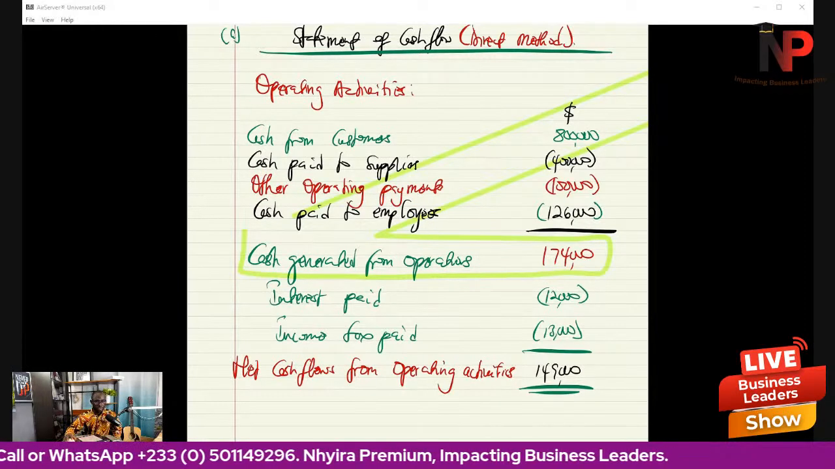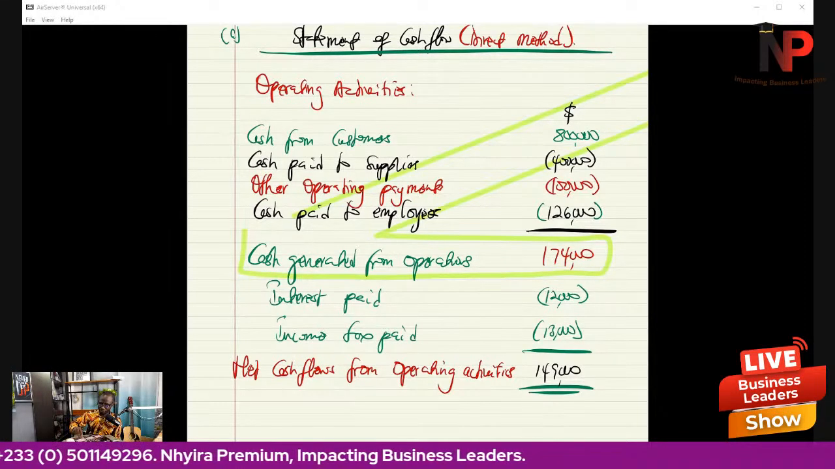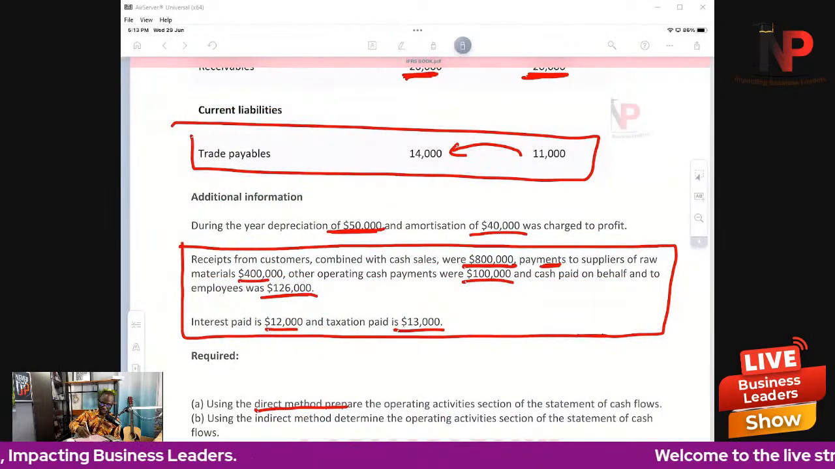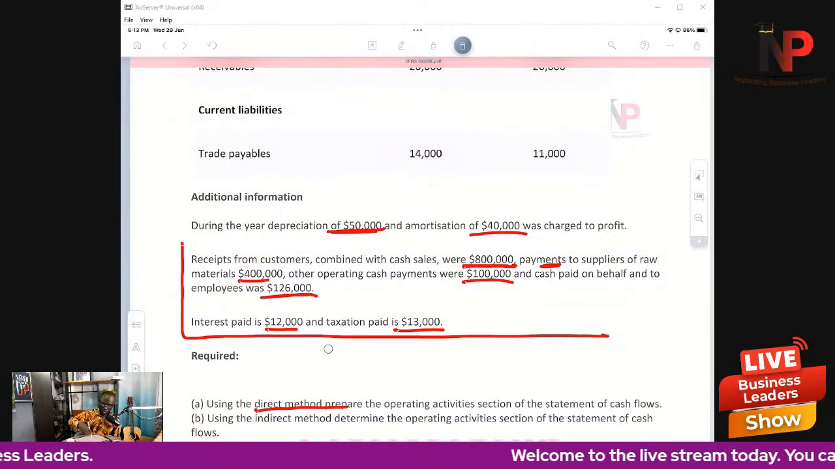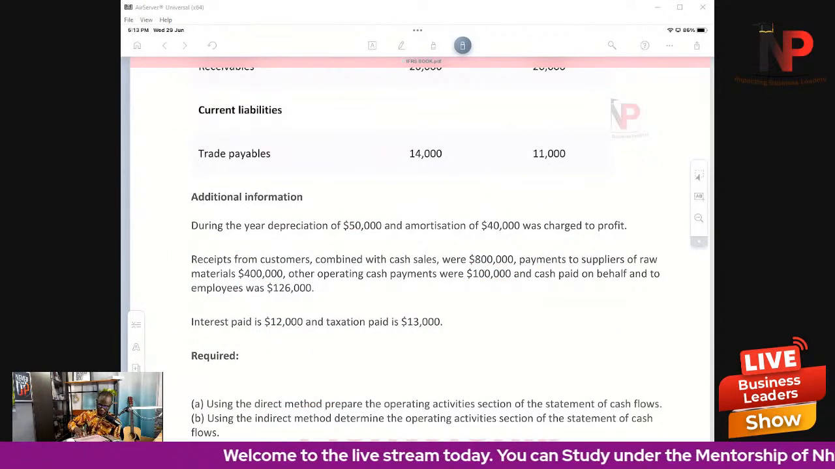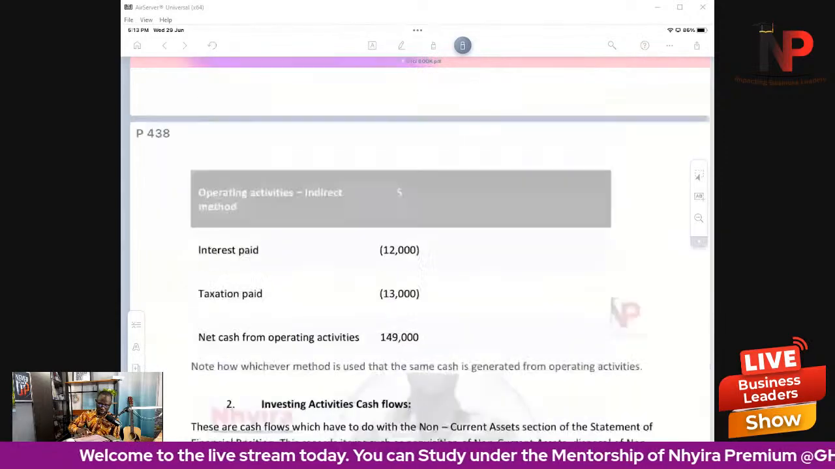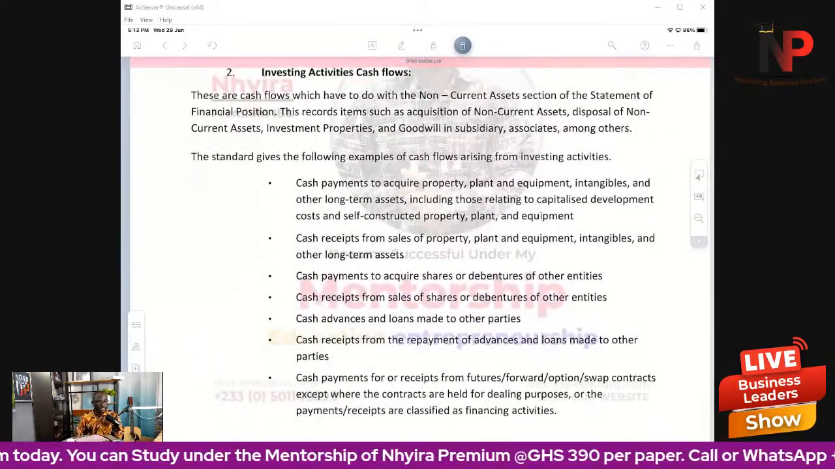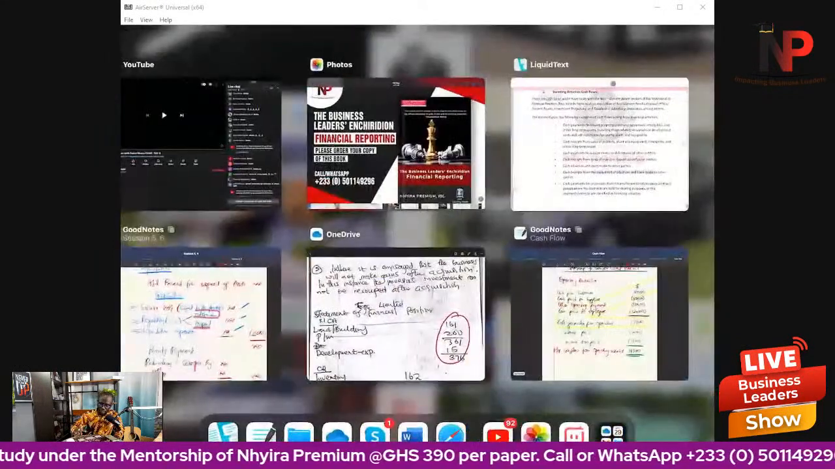Any questions for me? That's our cash flow from operating activities. So let's look at the rest of the items and then it will be good. Next one will be cash flow from investing activities.